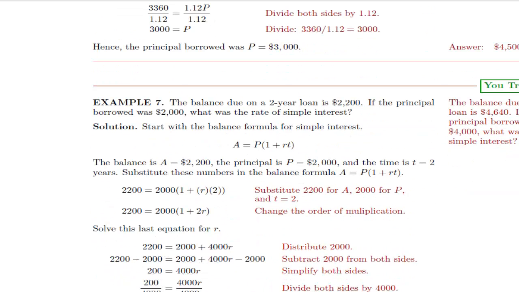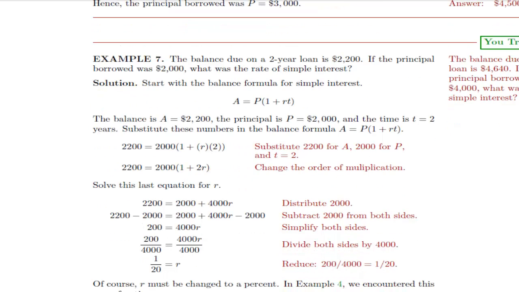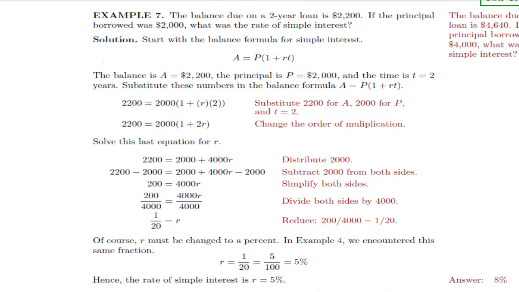Example 7. The balance due on a 2-year loan is $2,200. If the principal borrowed was $2,000, what was the rate of simple interest? Solution. Start with the balance formula for simple interest. The balance is A equals $2,200. The principal is P equals $2,000, and the time is T equals 2 years. Substitute these numbers in the balance formula to get 2,200 equals 2,000 times the sum of 1 and R times 2. We can change the order of multiplication to get 2,200 equals 2,000 times the sum of 1 and 2R.